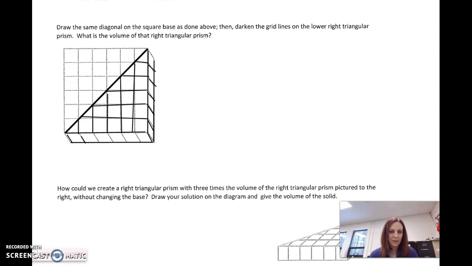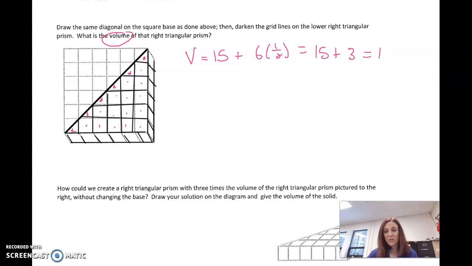All right. Again, sorry if it's sloppy, but I wanted you to get that pop of it. What is the volume of this right triangular prism? Well, notice I have 1, 2, 3, 4, 5, 6, 7, 8, 9, 10, 11, 12, 13, 14, 15 full cubes, the whole thing. And then I have 1, 2, 3, 4, 5, 6 half cubes. That should seem familiar, right? So the volume of this is 18 cubic units.